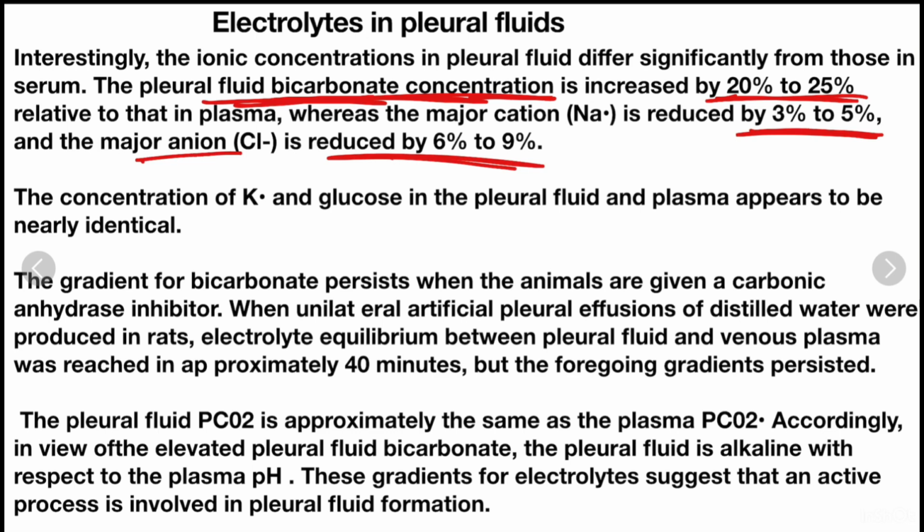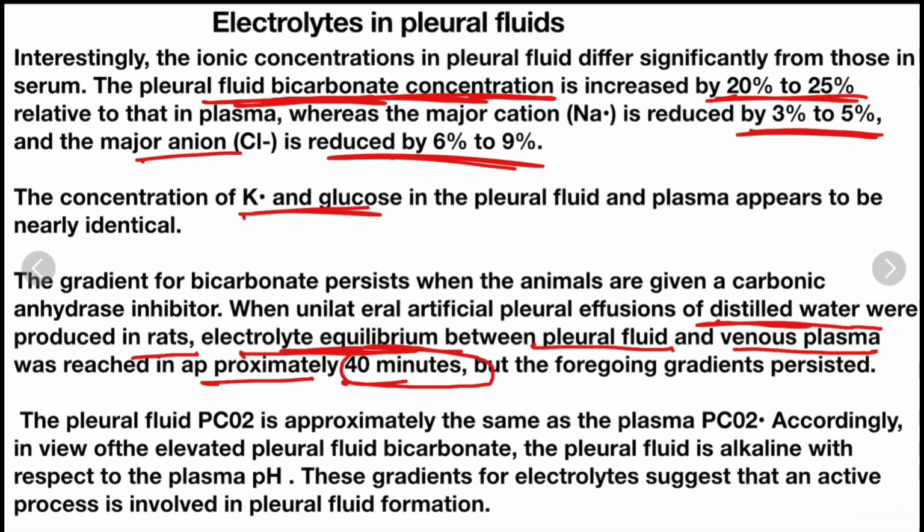The concentration of potassium and glucose is almost similar to that of plasma. The gradient of bicarbonate persists when animals are given a carbonic anhydrase inhibitor. Like if we give a carbonic anhydrase inhibitor, still the bicarbonate level remains high. When unilateral artificial pleural effusion of distilled water was produced in the rat, electrolyte equilibrium between the pleural fluid and the venous plasma was reached approximately within 40 minutes, but the foregoing gradient persists. After that, those persisted.